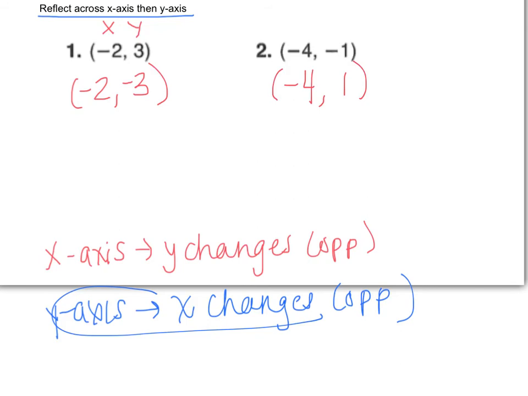Now if we're talking about the y-axis, I'm flipping, or I'm changing and taking the opposite of x. So if I look back at number 1, it's going to become 2, 3. I'm not looking at this one anymore. I'm going back to the original so that 3 stays the same. See if you can do number 2 on your own. You should have come up with 4, -1.